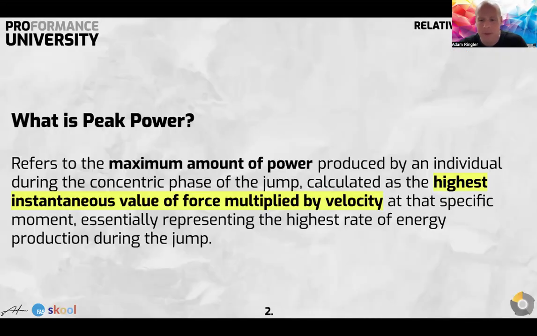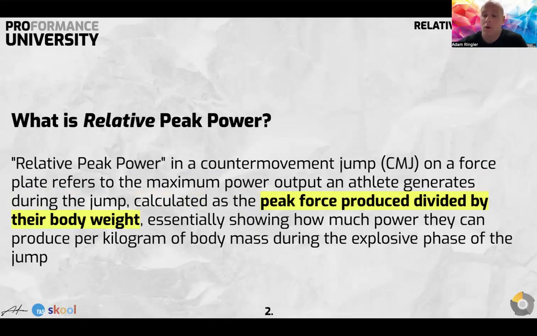Now, what is peak power? It refers to the maximal amount of power produced by an individual during the concentric phase of the counter movement jump. And it's typically calculated by the highest instantaneous value of force multiplied by velocity at that specific moment. So it represents the highest rate of energy production during the jump. Now, the word relative makes it really important for us, and I'll tell you why a little bit later.